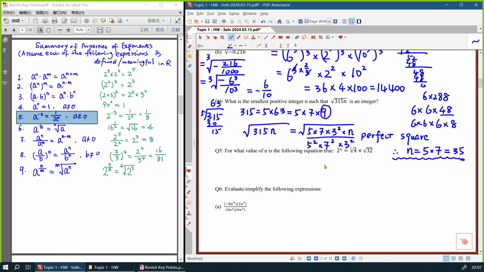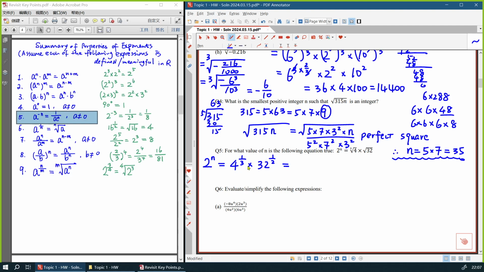For what value of n is the following equation true? Okay, so first of all, let's try to simplify this equation, okay? So the left side is already in its simplest form, which is 2 to the power of n. We can't do anything about it. The right side, first of all, we have 4 to the power of 1/3, right? So remember that cubic root is actually 4 to the power of 1/3, right? And then square root is actually 32 to the power of 1/2, right? Can you follow me?